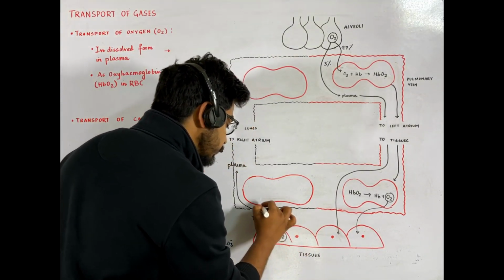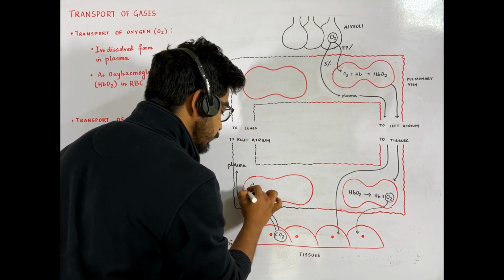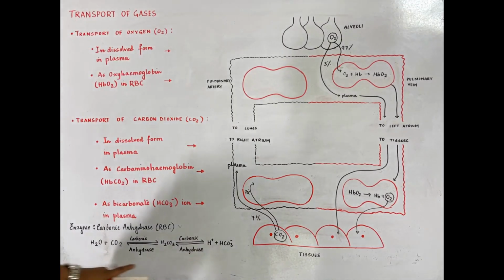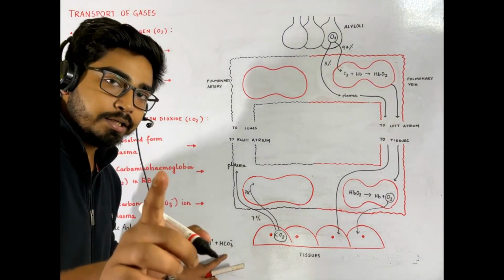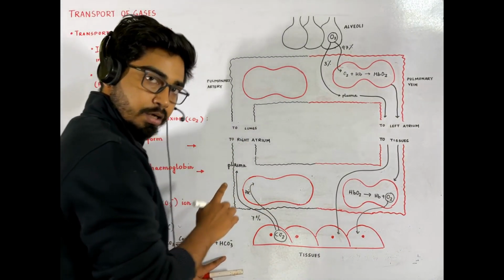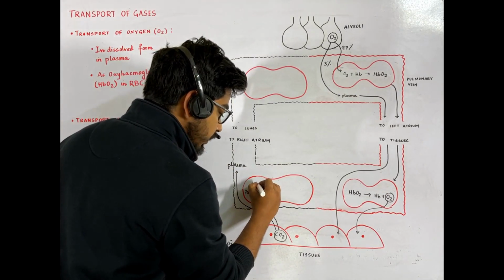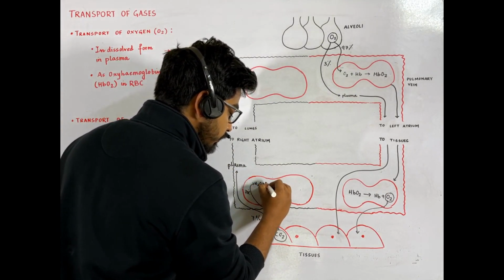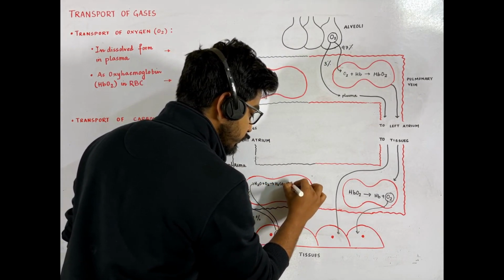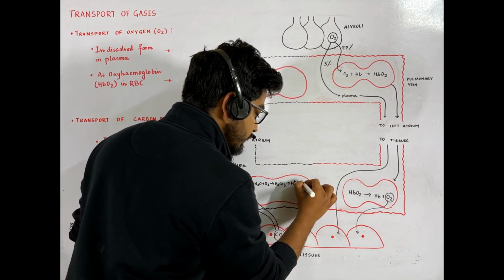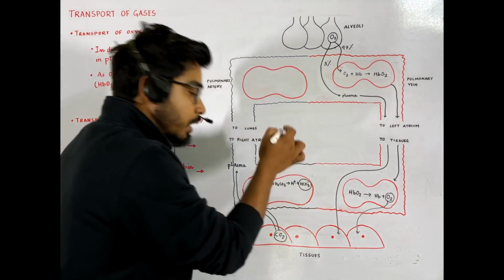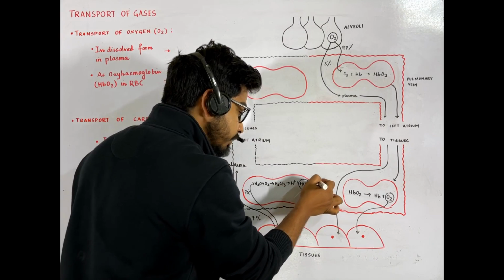70% of CO2 will undergo this reaction and will form bicarbonate ion in RBC. So 70% of CO2 will enter RBC. It will combine with water to form H2CO3, and then it will dissociate to form H plus and HCO3 minus, and this HCO3 minus will come out of the RBC and will get dissolved in plasma.